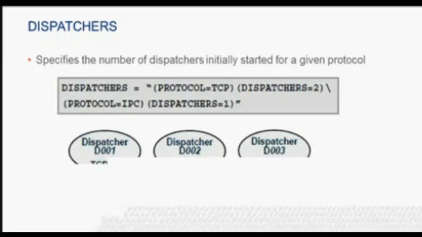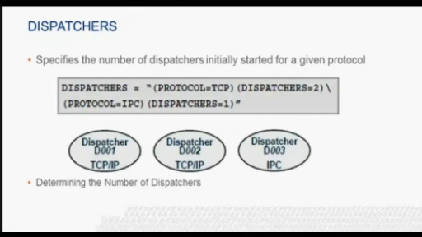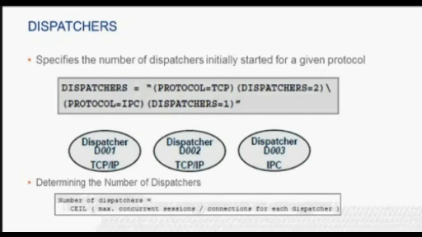The dispatchers parameter. The database administrator uses the dispatchers parameter to enable various attributes for each dispatcher. Oracle supports a name-value syntax to enable the specification of existing and additional attributes in a position-independent, case-insensitive manner. For example, dispatchers equals protocol equals TCP and dispatchers equals 2. To determine the number of dispatchers, we use this formula.